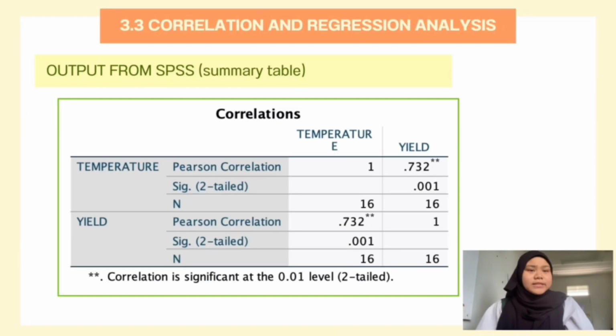Next, the output from SPSS, the summary table. It shows the Pearson correlation coefficient, R, which is 0.732, meaning a moderate positive relationship between temperature and percentage of yield, because the value is less than 0.8. This also shows that the coefficient of determination is 53.63%, so 53.63% of the total variation in the yield can be explained by the temperature. And the correlation table indicates the sample size in the data, which is 16 observations.